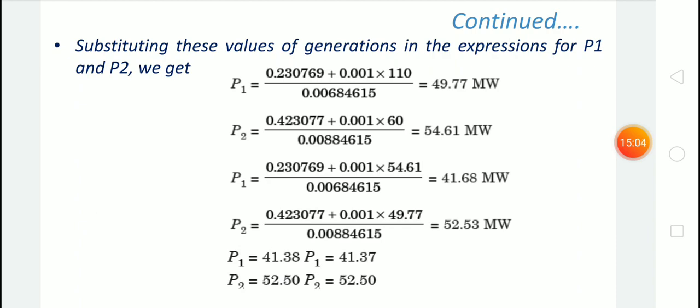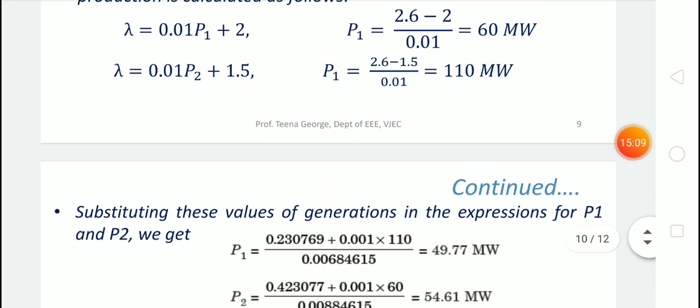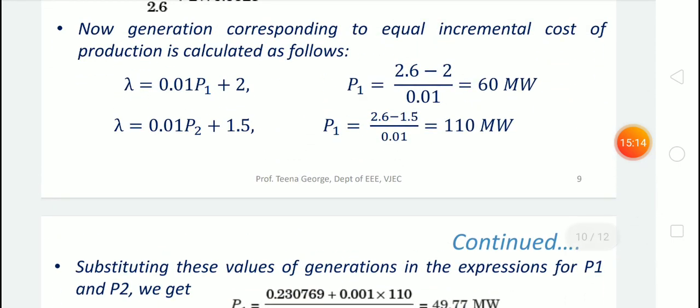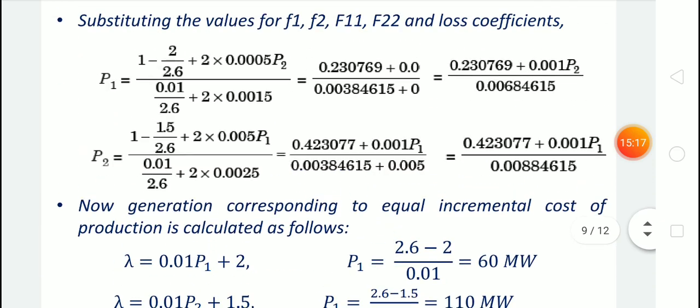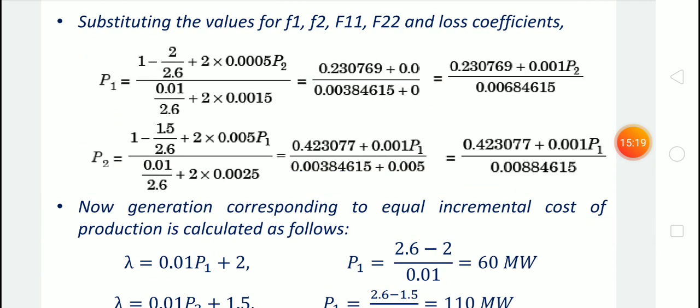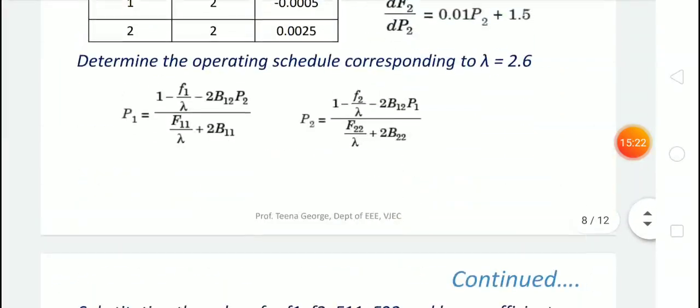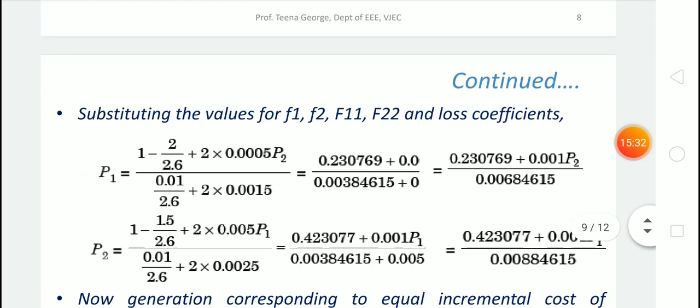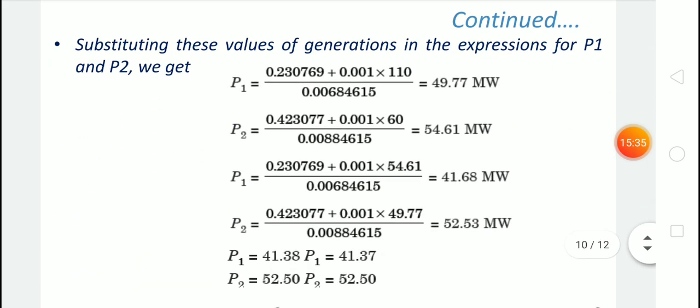Now, by substituting these values, here next case in the flow chart, the first step is this one: calculate generation by incremental cost, then substitute this formula and find the values. In the flow chart we have seen the next step is check whether it is within the limit. The change between first iteration and second iteration is within the limit. So we can do the next iteration and check whether it is within the limit.